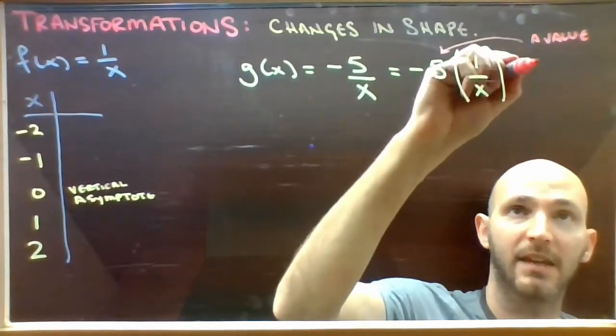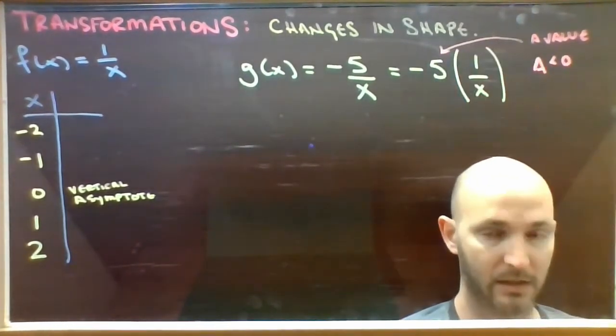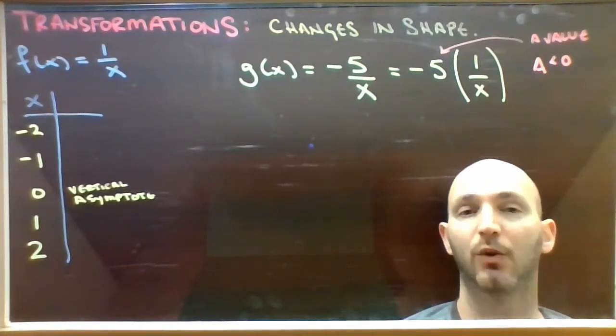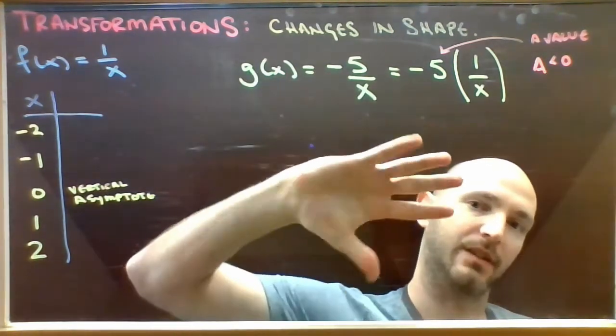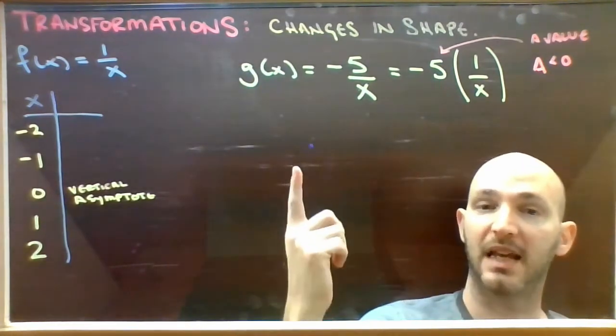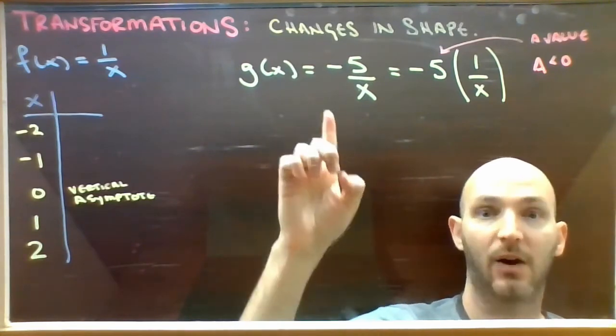And it is an a value that is less than 0. Now when you have an a value less than 0, I'm getting a reflection. And since it's an a value, it's a reflection this way, right? It affects the vertical direction. So what used to be up is now down, and what used to be down is now up.